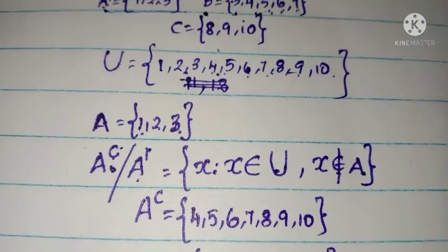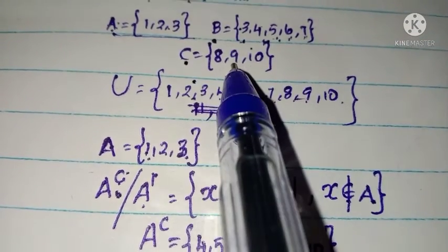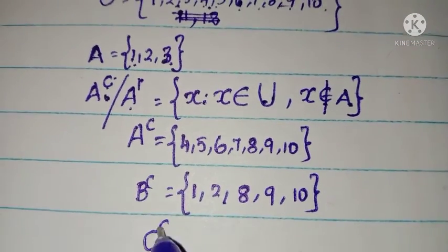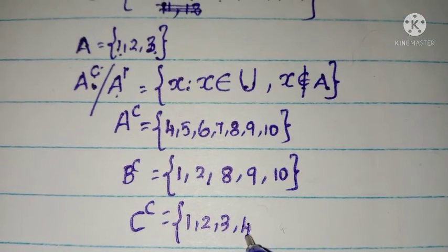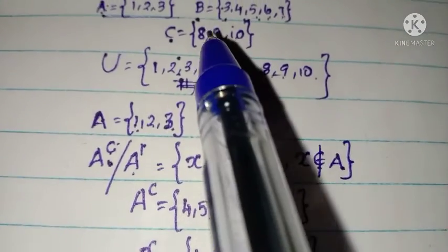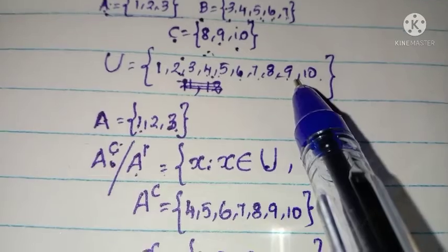This is B complement. Now let's see C. The set C is given as {8, 9, 10}. So what is C complement? That is 1, 2, 3, 4, 5, 6, 7. Okay. Eliminating these three elements from the universal set.